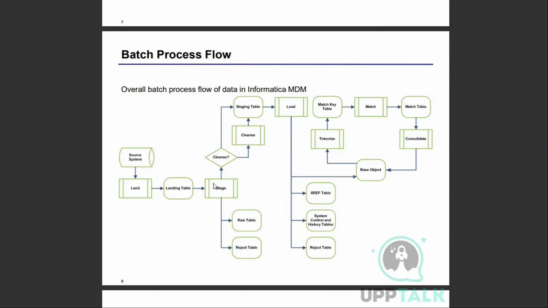So every time the data comes in, there is the raw table and the reject table, two other tables which will be created. The raw table is utilized for delta auditing purposes. For delta detection, there are two other supporting tables. We'll be seeing all these things. So it's just a walkthrough kind of a thing.